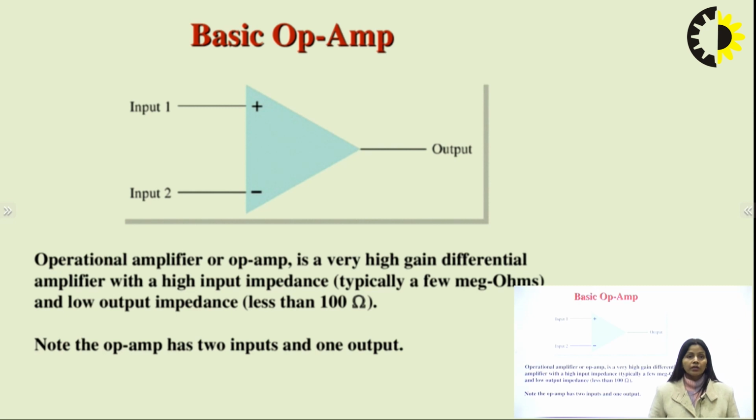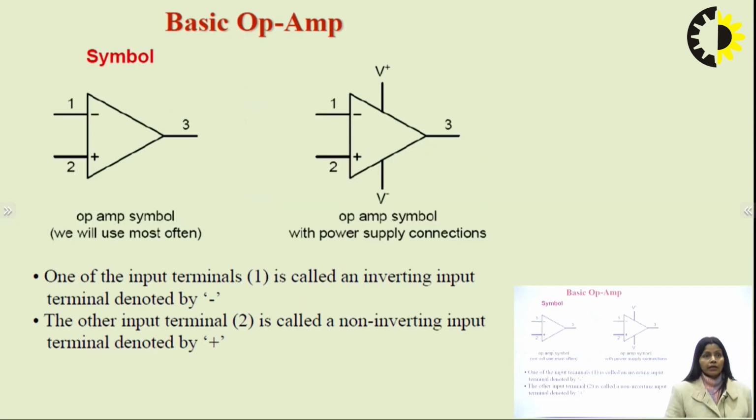So what is an operational amplifier? Actually, this is very important to know that the input impedance of the operational amplifier is very high, whereas it is having very low output impedance. The input impedance is ranging from a few megaohms and the output impedance is always in the range of 100 ohms. So OPAMP is having two inputs, as I said, and only one output. So here we have the basic OPAMP circuit.